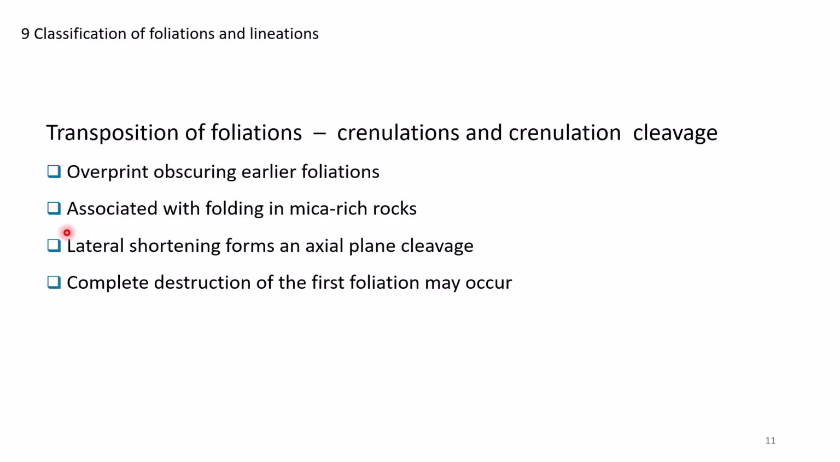This process is commonly associated with folding, and it is most typically seen in mica-rich rocks. Folding requires some form of lateral shortening, and this typically forms an axial plane cleavage. Complete destruction of the first foliation might occur.